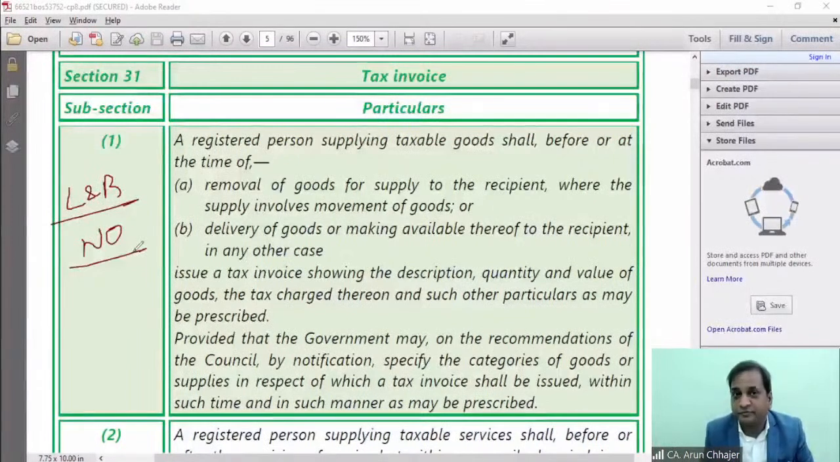Answer is no. Second example, suppose there is one institute and the Institute of Chartered Accountants of India has purchased a building. Whether land and building can be the example of goods? Answer is no, because goods means every kind of movable property.